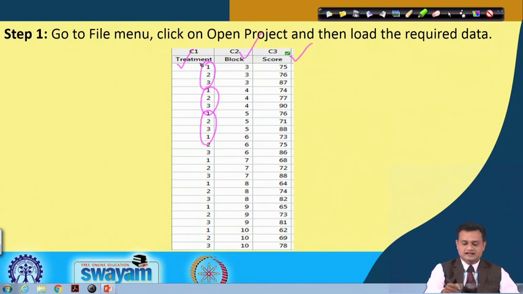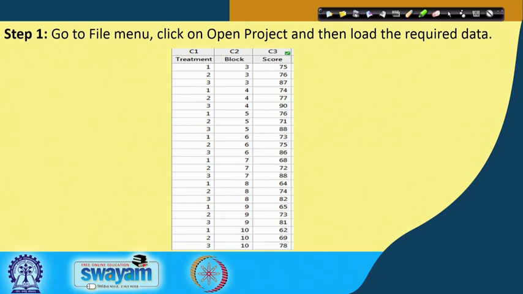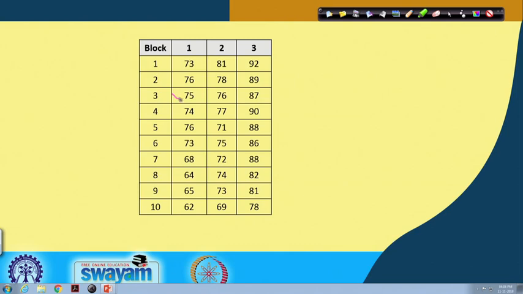Let us say I have just considered here starting from block 3, and this is 75, 76, 87. If you just go back and see how it looks, this is 75, 76 and 87. So this is 1, 2, 3, training method 1, training method 2, training method 3, and this is my block 3, and the scores specific to this are 75, 76, 87.